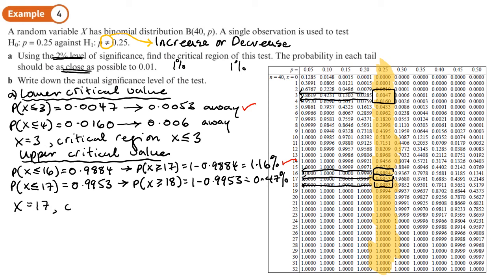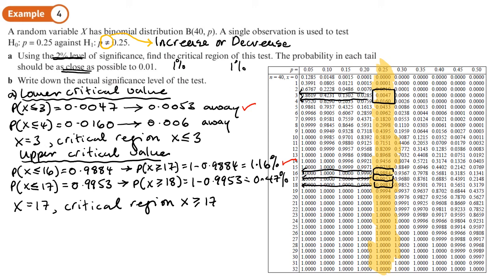The critical region is when x is greater than 17. Now, depending on which version you have of the book, it may say that the critical value is 18. That's because the table's been read wrong. They've read the probability of x less than or equal to 17 as 0.9884, and that's actually the probability of 16. So it's wrong in the book if it says that.